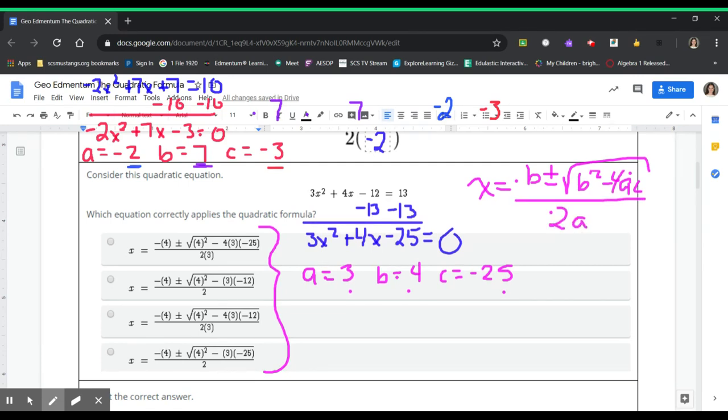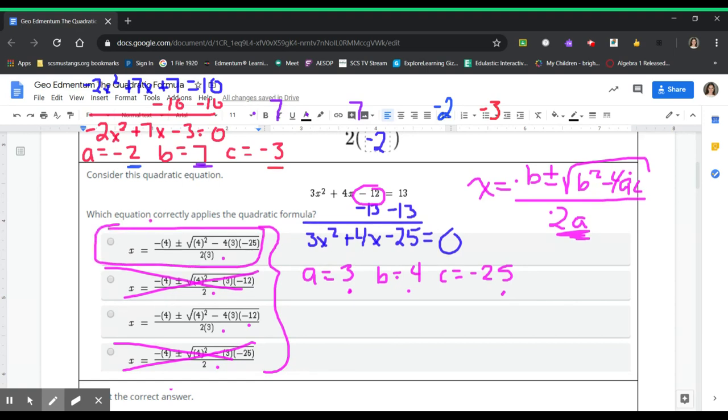So the very first place my eye goes is the front with that b value. The b value is 4, and it looks like they've got that part done okay. And the second place my eye goes is the denominator. It looks like for some of these, they forgot to do 2 times the a value, which was 3. So that automatically eliminates these two. Then it's a matter of that c value, negative 25. For the c value, they put negative 12 in there. So that person accidentally forgot to move that 13 over to the other side. So the answer for this one is going to be a negative 25.